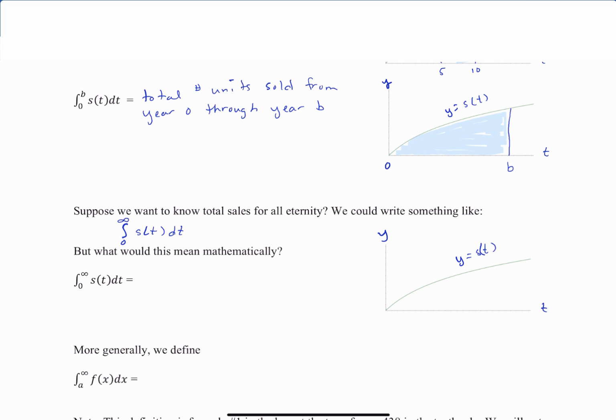What we're really saying is, at least in terms of area, what would the total area be if I take this right-hand edge, this upper limit of time, and let it go to the right forever and ever. In other words, let that go to infinity. That's how we're going to define this definite integral. We're going to say what this means is the limit as b goes to infinity of the definite integral from 0 to b of s of t dt. So we're thinking of extending this to the right with no end in sight.